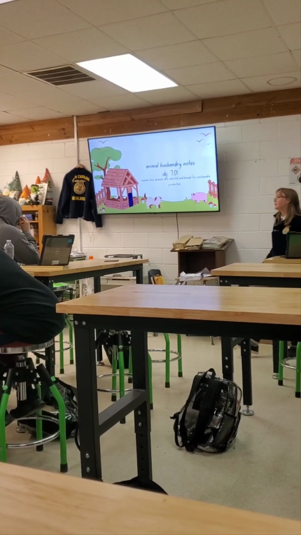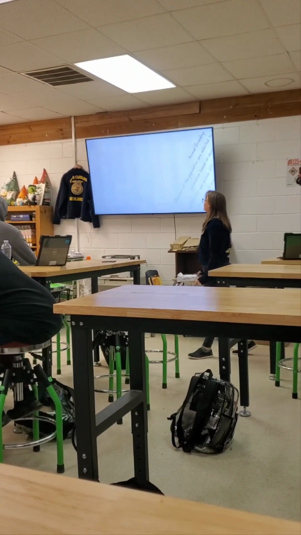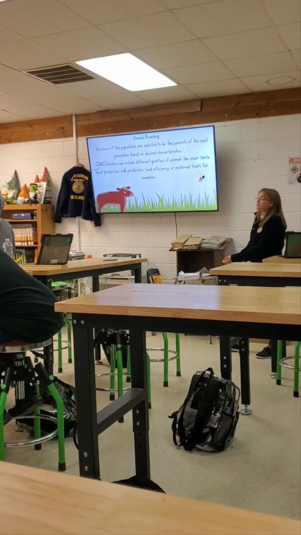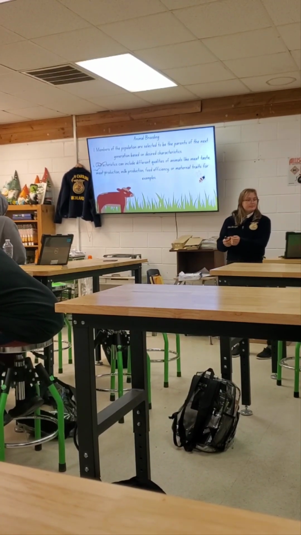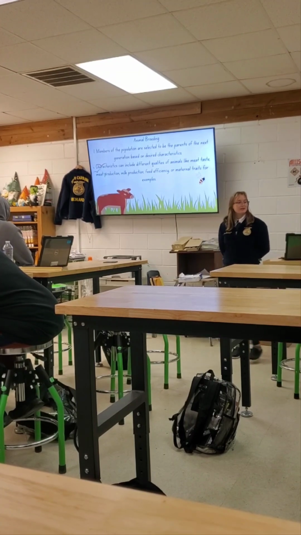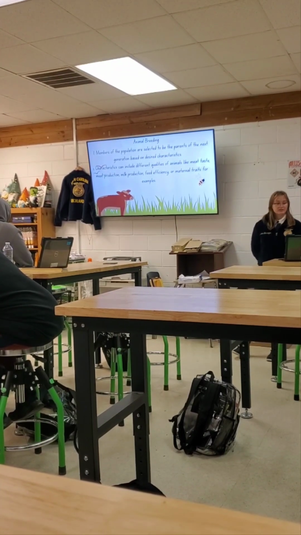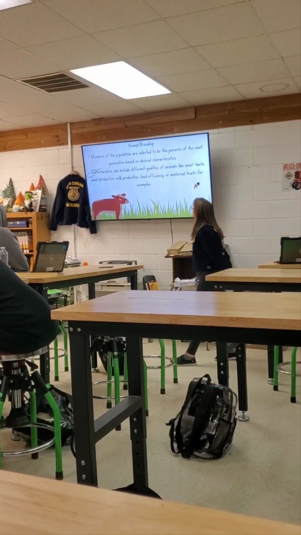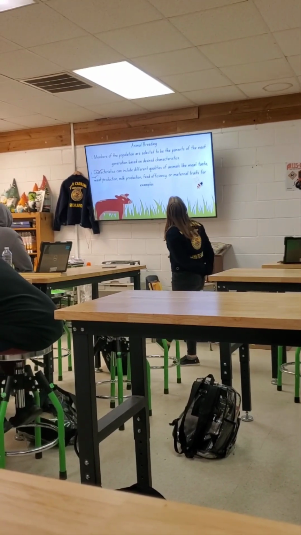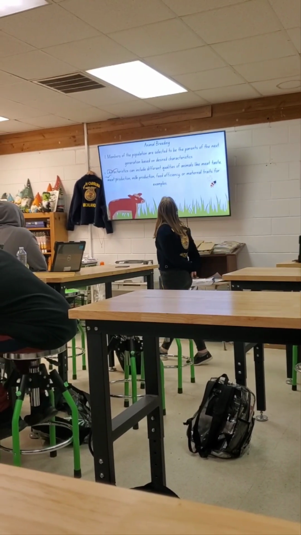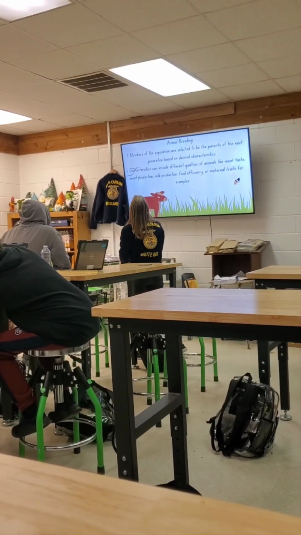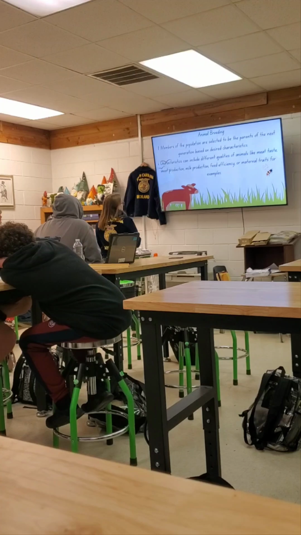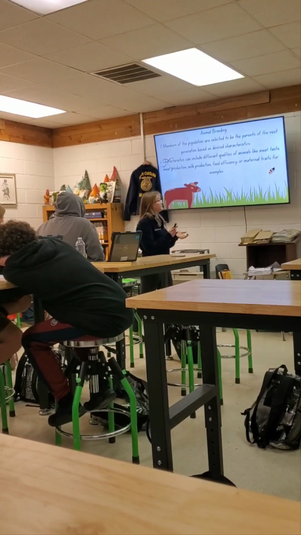Sustainable production. Members of the population are selected to be parents of the next generation based on desired characteristics. Characteristics can include qualities of the animals, like meat taste, meat production, milk production, and feed efficiency, or maternal traits, for example.